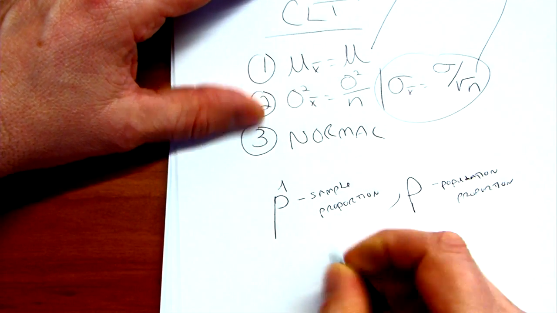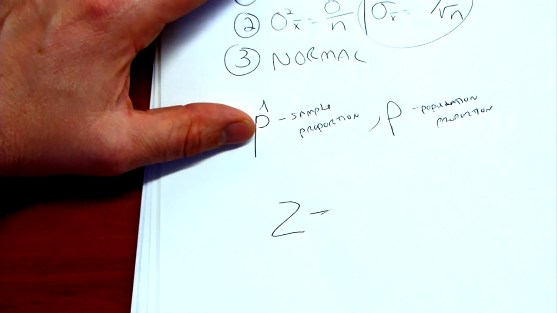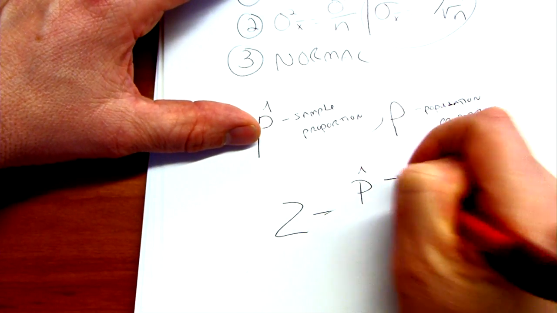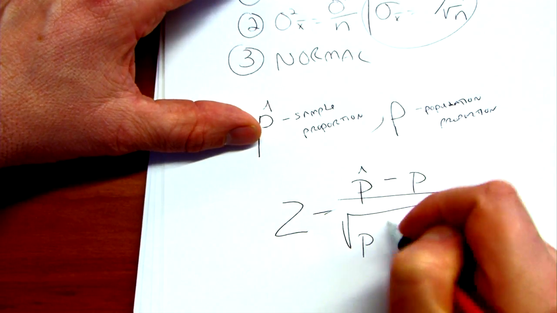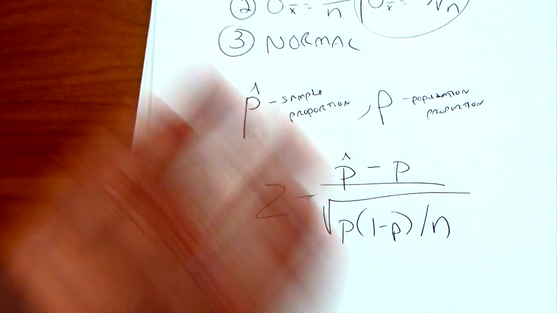And the formula that we were able to use, once again, to get us to a z value, which we know everything there is to know about, looks like this. Z is equal to p hat minus p divided by the square root of p times 1 minus p divided by n, where n is the sample size.